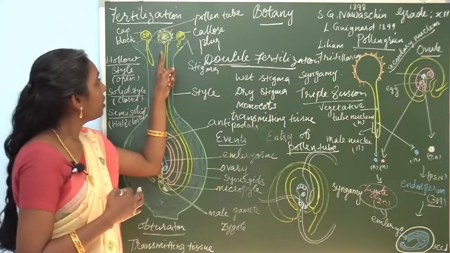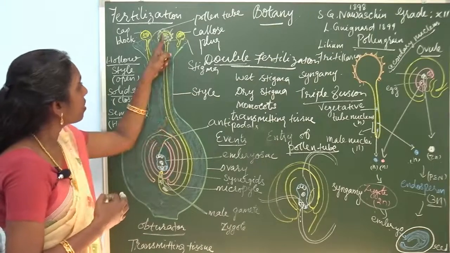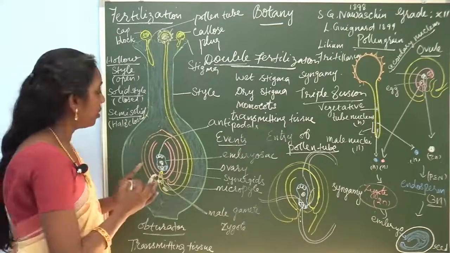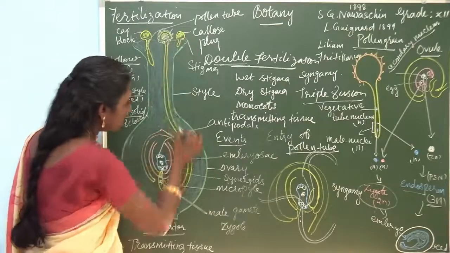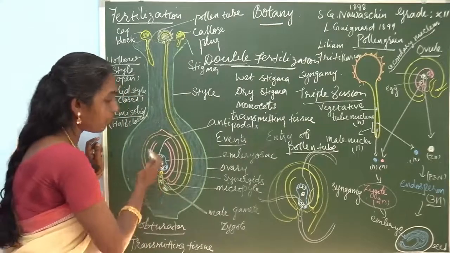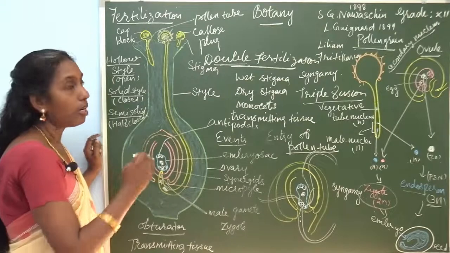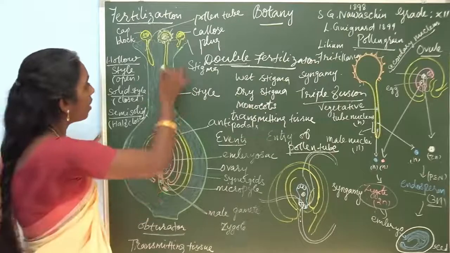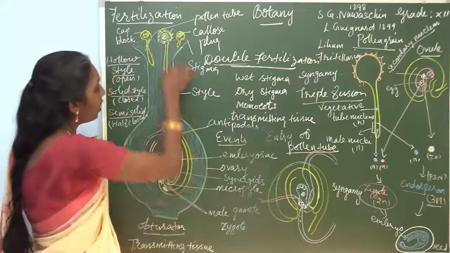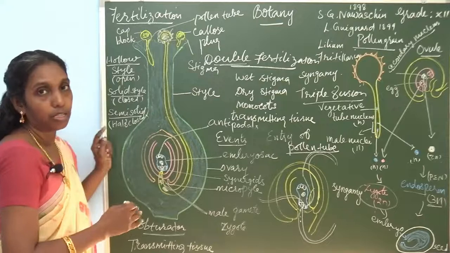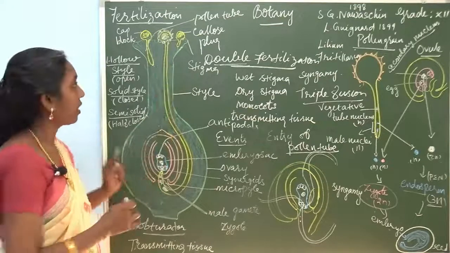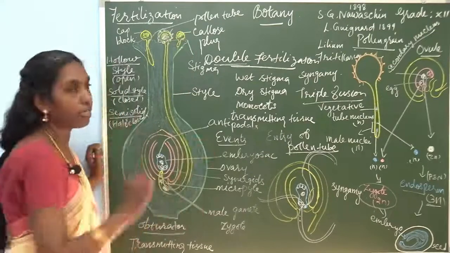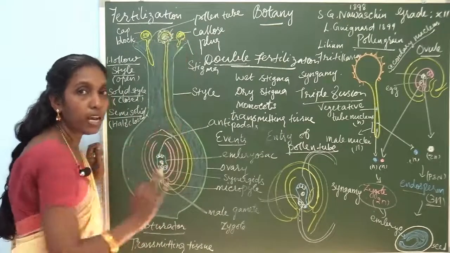When the pollen germinates from this pollen grain towards the ovule, the germination of the pollen tube, starting from here till the entry towards the micropylar region, is called pollen pistil interaction. You know, this is the pistil, which contains stigma, style and ovary. The germination of the pollen tube from the stigmatic region up to the entry into the ovule is called pollen pistil interaction.